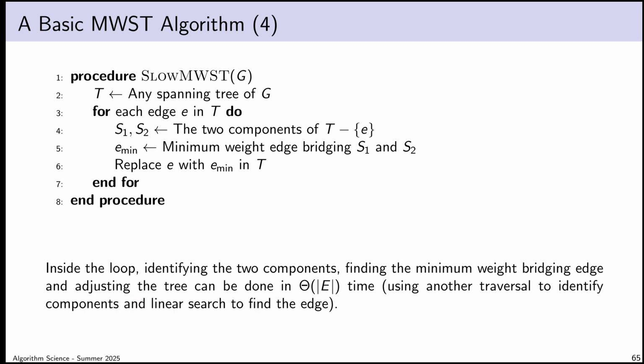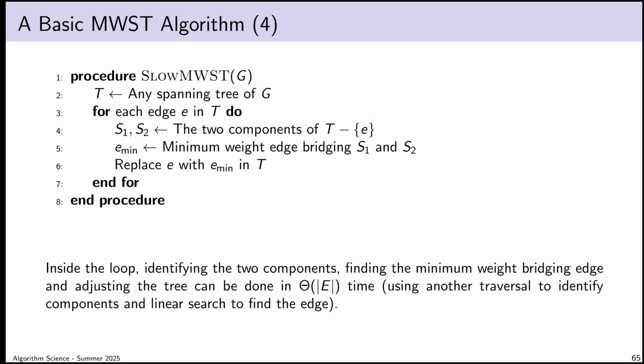So inside the loop, identifying the components, I could just do that with another traversal. That is, once I delete the edge, I could just do a traversal to figure out what components remain. And we know that a traversal that identifies all components can also be done in linear time, as we know from a previous lecture. But because the original graph is connected, the number of edges in the graph in total, even if I delete one of them, is going to dominate the number of vertices. And therefore, I can just assume it's big theta of E. That's why I wrote that here.